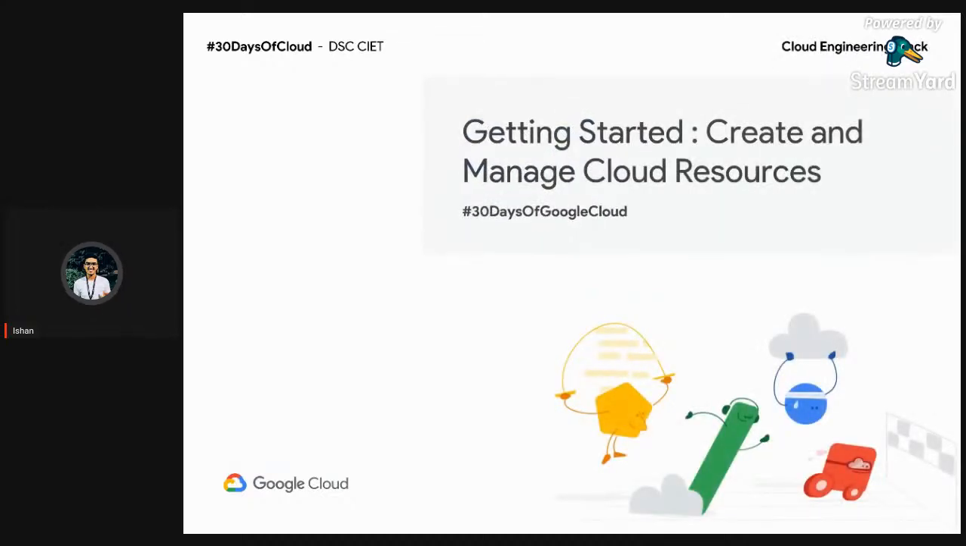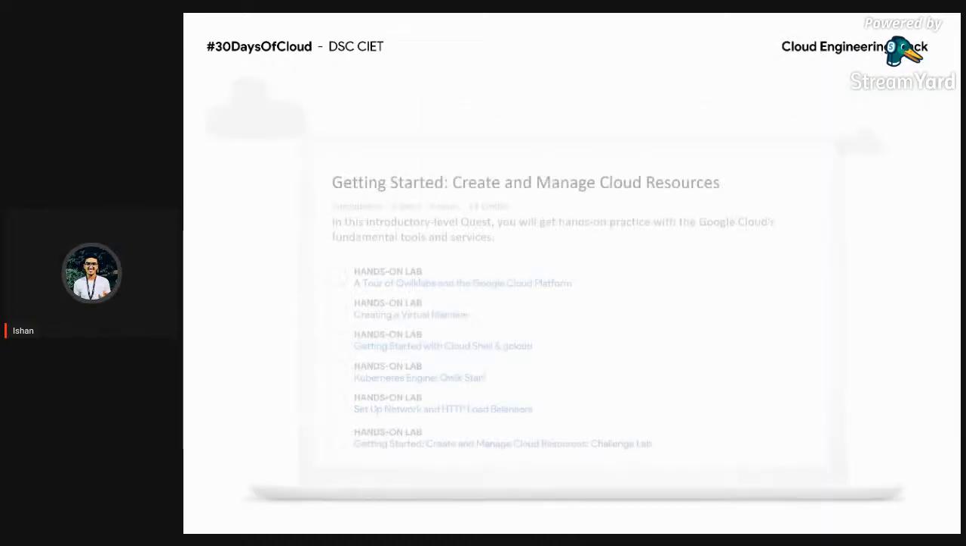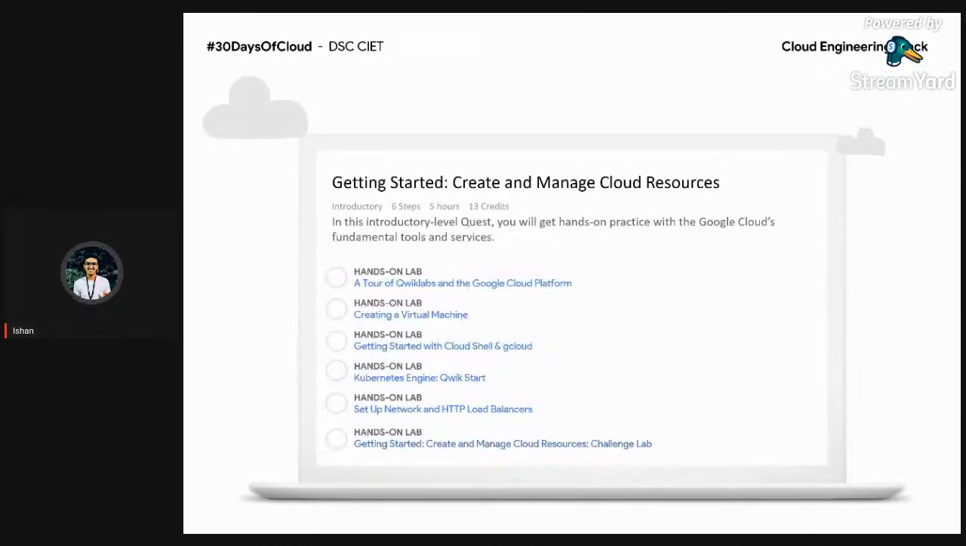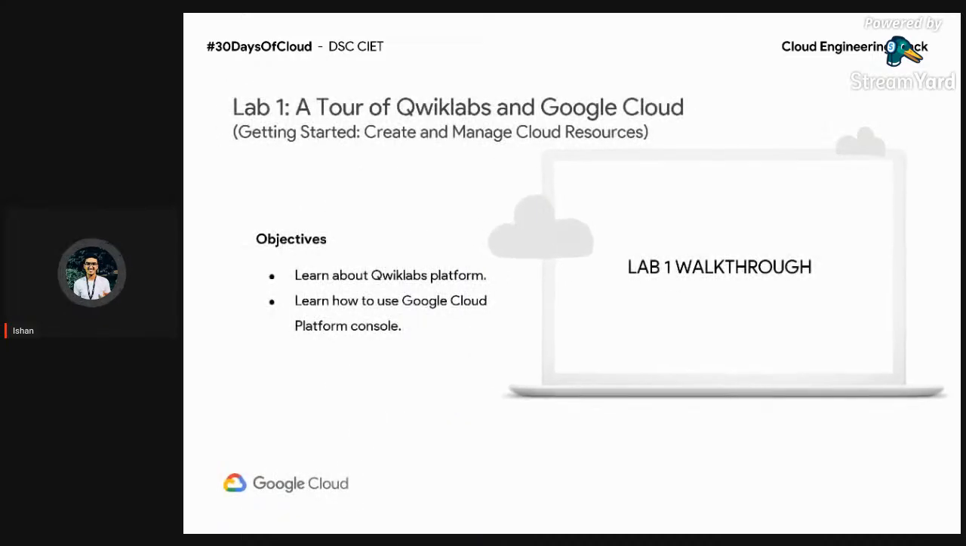So our first track is getting started, create and manage cloud resources. And in this quest, we have these six labs. The first five we will be covering in the Cloud Study Jam, and the last one is a challenge lab, which you will have to do on your own. So here was the first one, a tour of quick labs in Google Cloud, which we have already completed. In case you haven't, you can always watch the recordings.